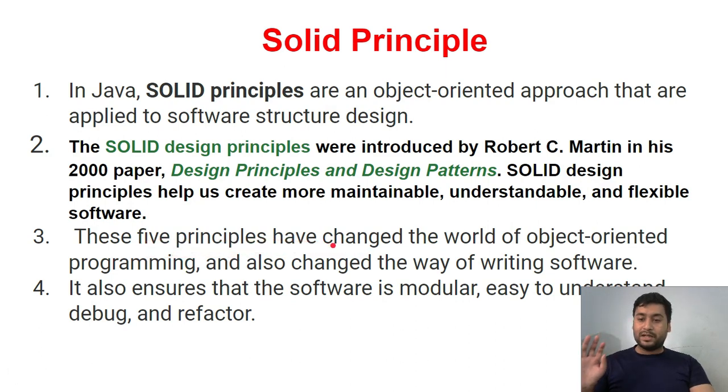These 5 principles changed the world of object oriented programming, and also changed the way of writing software. Earlier we were writing software in any way, not following any standard, writing code blindly, and later we faced lots of maintainability issues, changeability issues and flexibility issues. But now in every company, every project, we are following standard patterns.